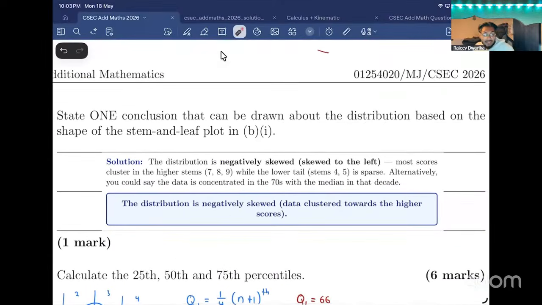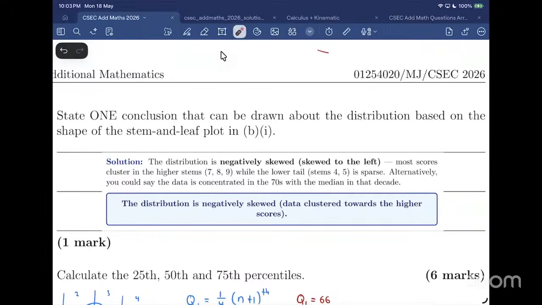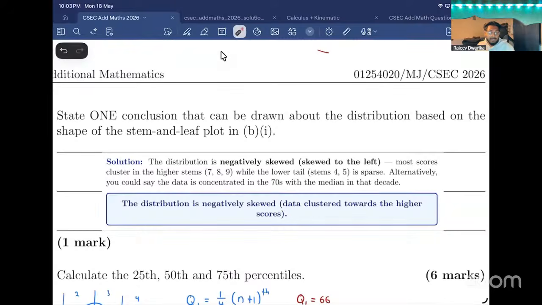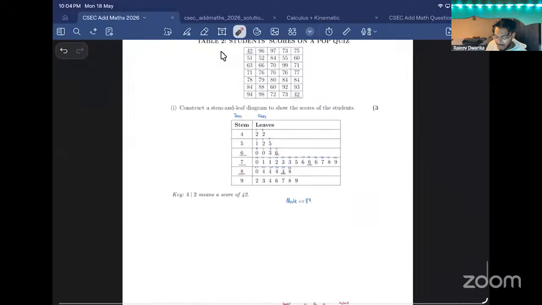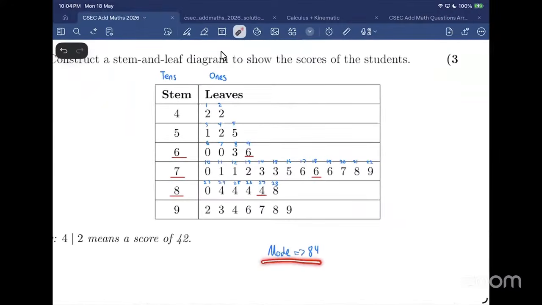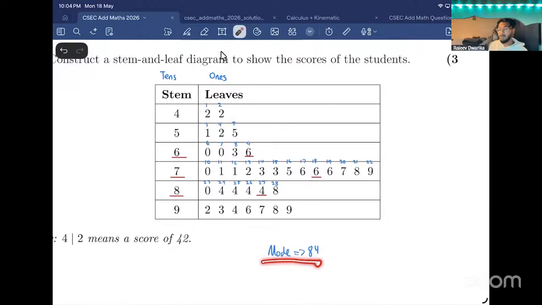The distribution is negatively skewed to the left, as most scores cluster in the higher stems 7, 8, 9, while the lower tail is sparse. Alternatively, you could say the data is concentrated in the 70s with the median in that decade. The distribution is negatively skewed because data cluster towards the higher scores. Using the example with the mode, most of the data was less than the mode. Exactly.